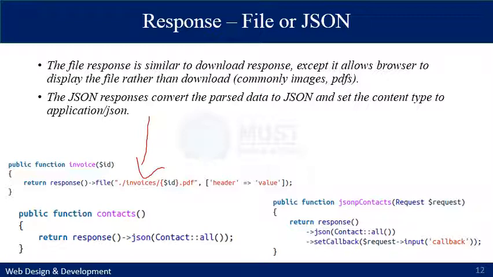On the other hand, if you want JSON responses, it will convert the passed data to JSON and set the content type to application/json. So this is a simple example. In this case, you have generated a response in JSON format, and you have passed all of the context, and it will be converted into JSON format. Similarly, this is also the same method. It is embedded with the callback method, and it requires some input callback.